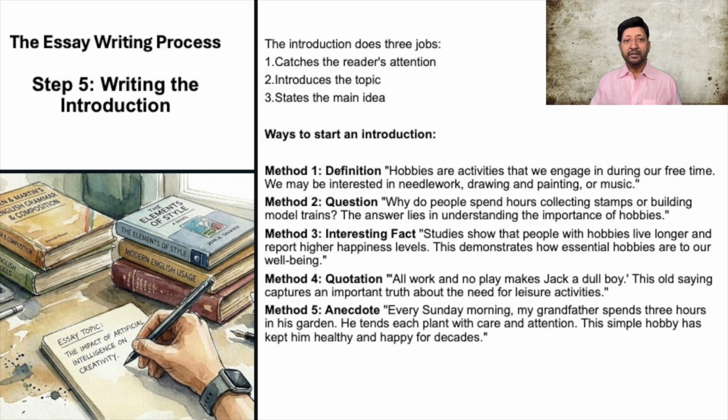The second method, starting with a question. Why do people take up hobbies? The third method, an interesting fact about that hobby. Studies show that people who go for hobbies live longer, are happier, for example. The fourth method of starting is a quotation. For example, all work and no play makes Jack a dull boy. The fifth method, an anecdote or a joke, maybe a short story about someone. Like, for example, you write about your grandfather planting trees in the garden.